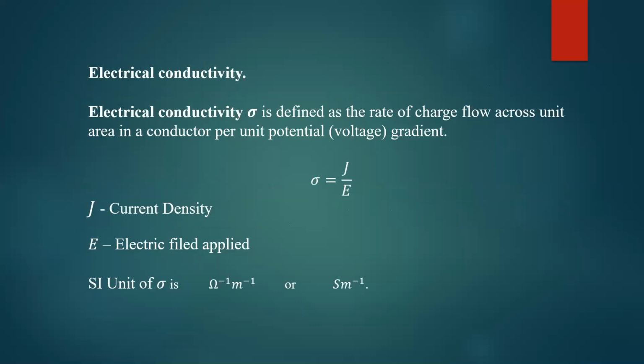All of you carefully observe this, and it is going to be very important. A simple derivation of electrical conductivity. Electrical conductivity is the reciprocal of resistivity. Okay, and this equation is called as Ohm's law. Basically, electrical conductivity sigma is defined as the rate of charge flow across unit area in a conductor per unit potential gradient. Okay, I will repeat once again. Electrical conductivity sigma is defined as the rate of charge flow across unit area in a conductor per unit potential gradient.